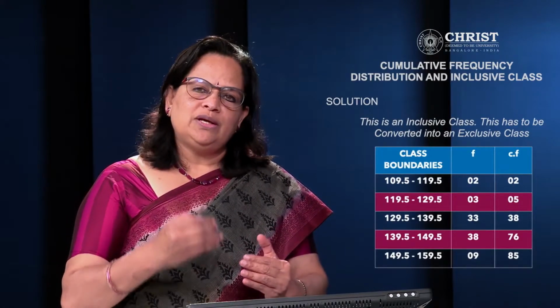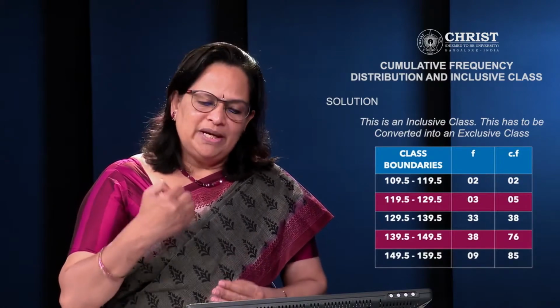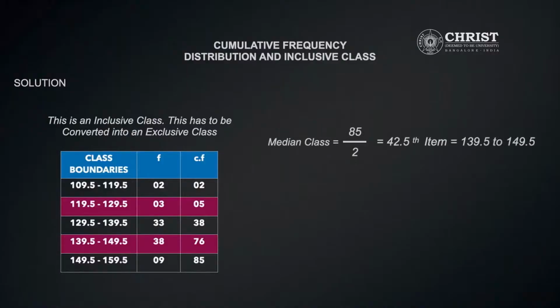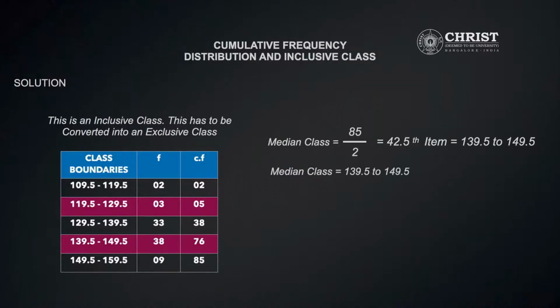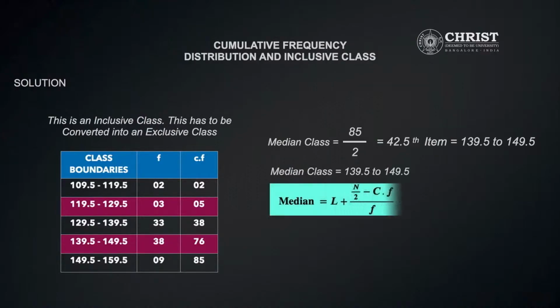Now we have to do the computation of median. For the median class, 85 divided by 2, because 85 is the frequency total, gives the 42.5th term. So 139.5 to 149.5 is your median class. We check this 42.5 against the cumulative frequency values, and whichever class corresponds to that will be the median class. So the median class is 139.5 to 149.5.